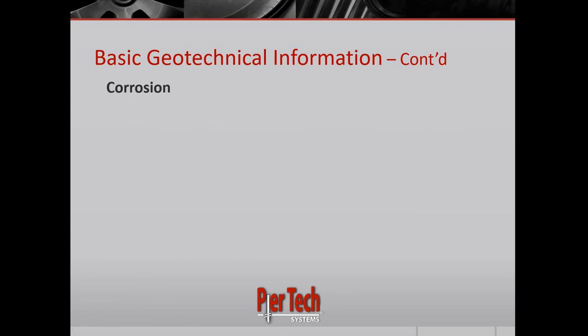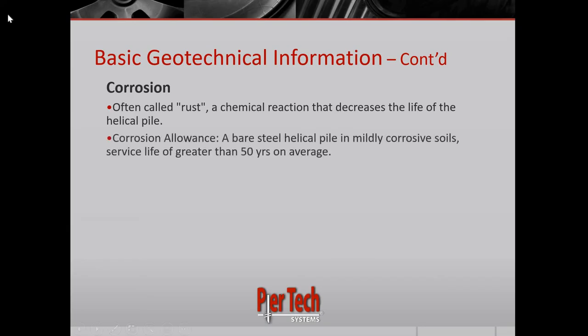Corrosion is really a key factor when it comes to soils and how it affects the pile longevity and capacity. So the rusting process is a chemical reaction that decreases the life of the helical pile. Anytime you have a pile in soil or in air, that rusting process will occur as long as there's free oxygen available. So typically your highest corrosion area is between ground level and maybe 6 to 8 feet in the ground, where you have fill material and free oxygen available. That's your highest area for corrosion.